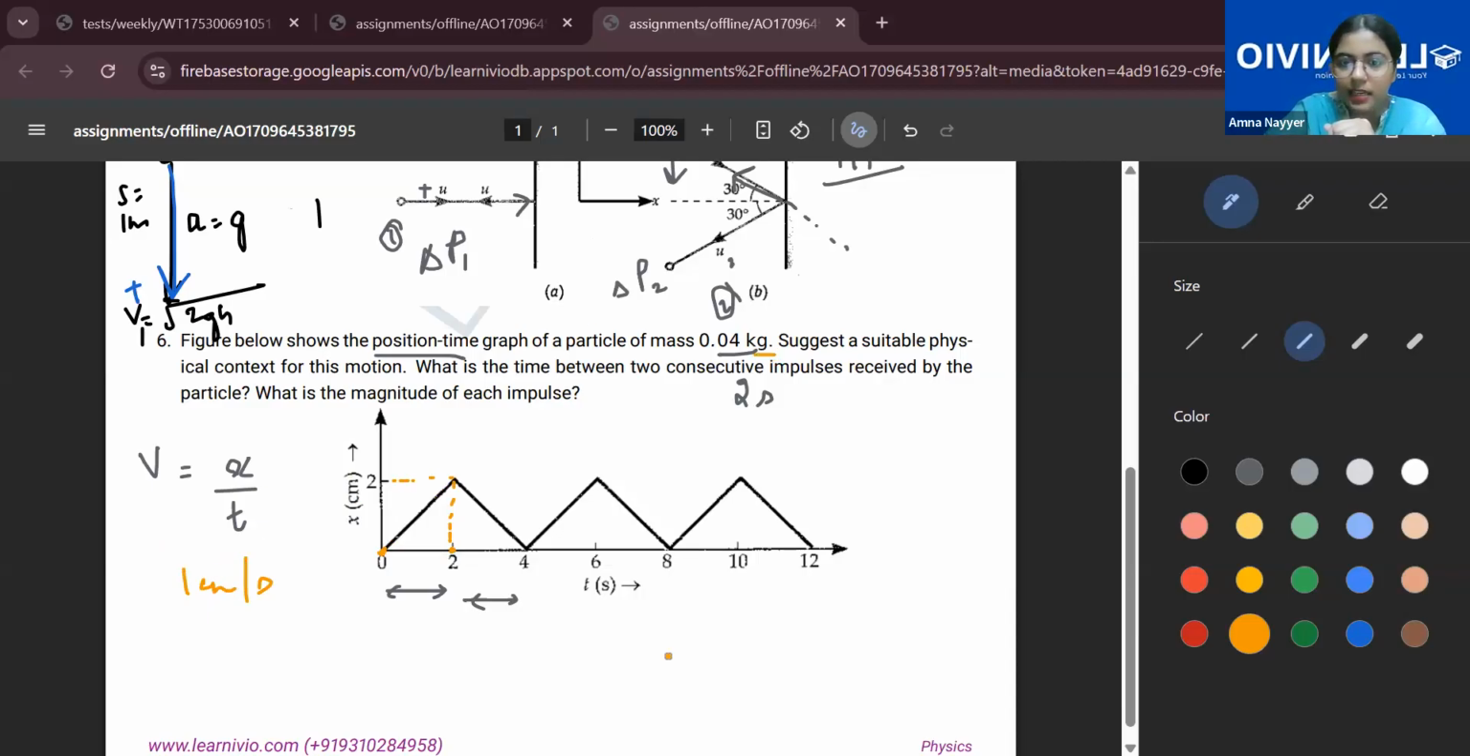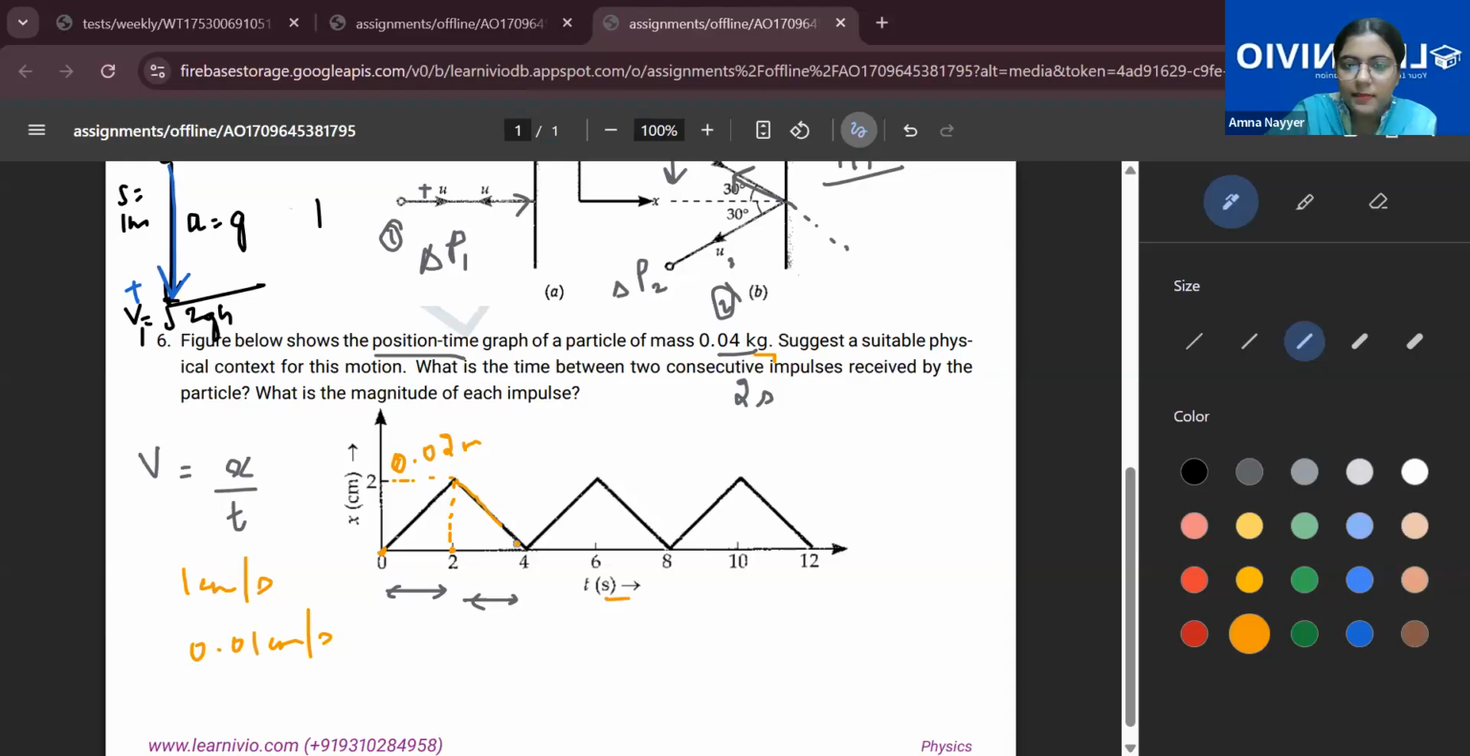This is also in kg. This is already in seconds. So you have to convert this. 1 centimeter is there, like this is 2 centimeters, so you use 0.02 meter like this. So this will also become 0.02, 0.01 meter per second, like that.